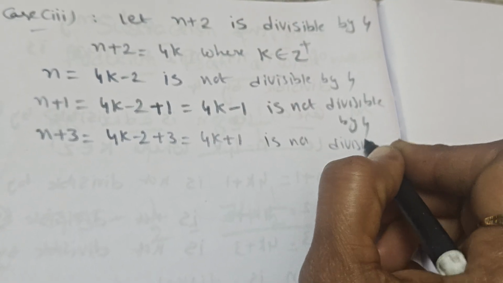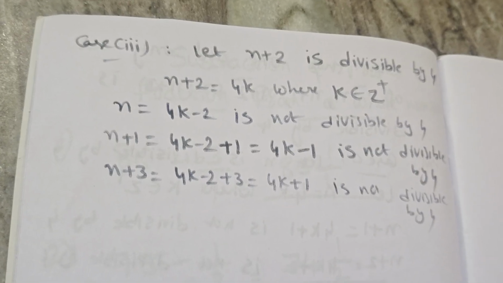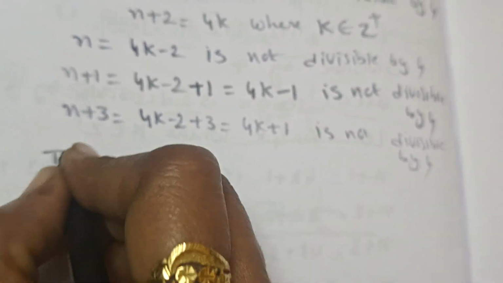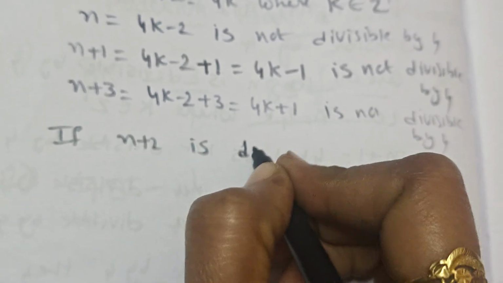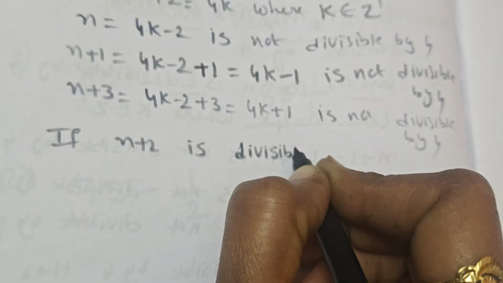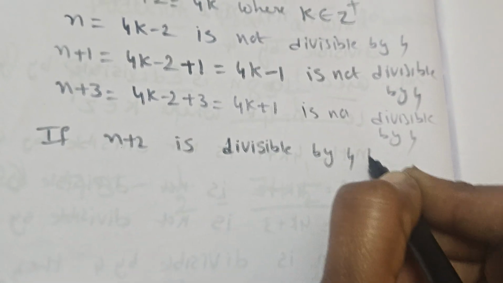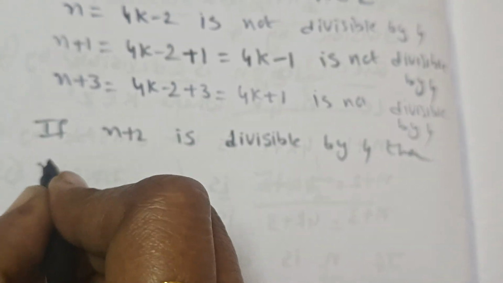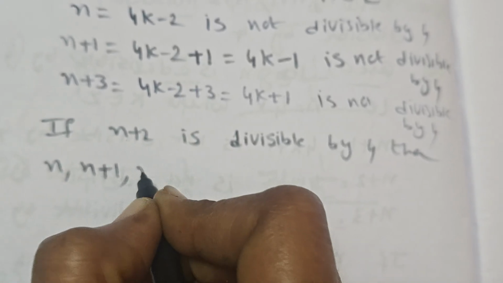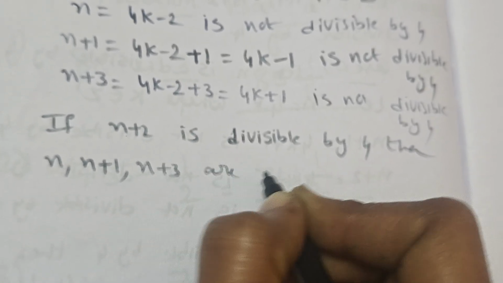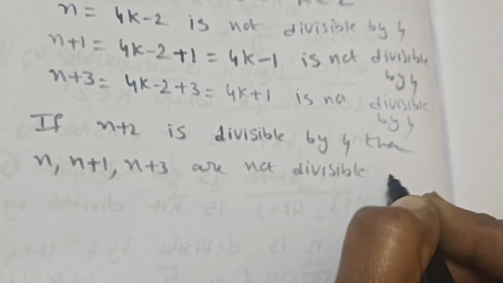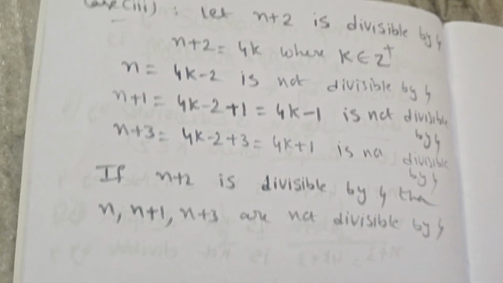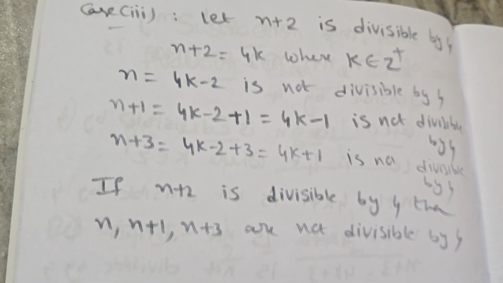So what do you understand from this case, children? If n plus 2 is divisible by 4, then what happens here? n plus 1, n plus 3 are not divisible by 4. Okay children? Next, case 4.